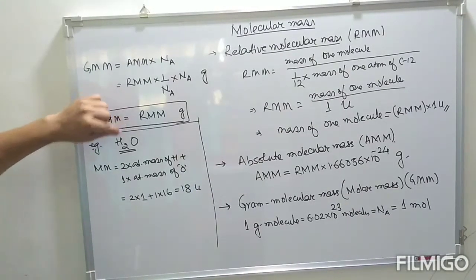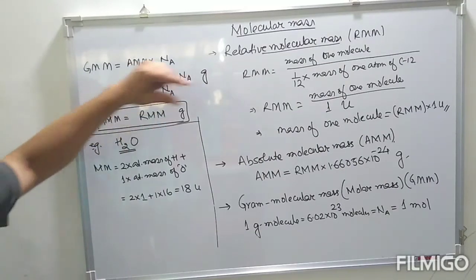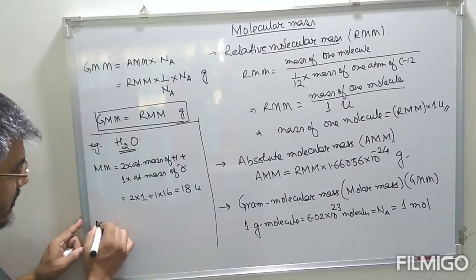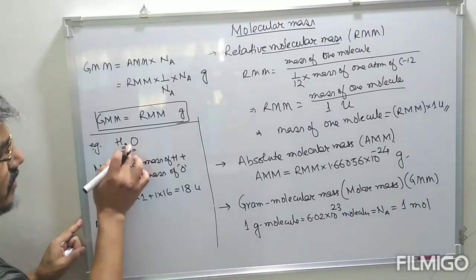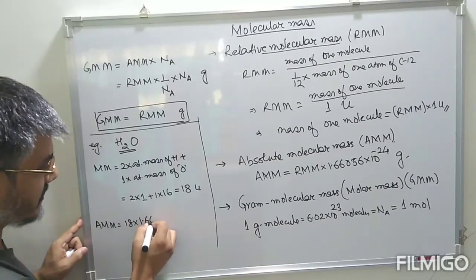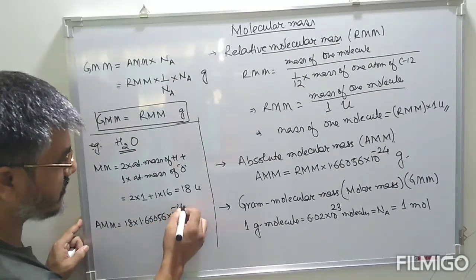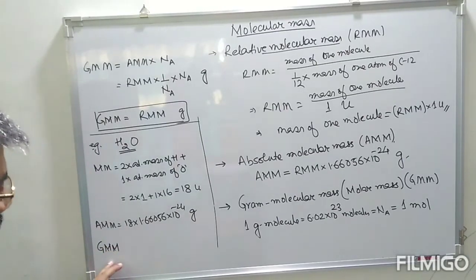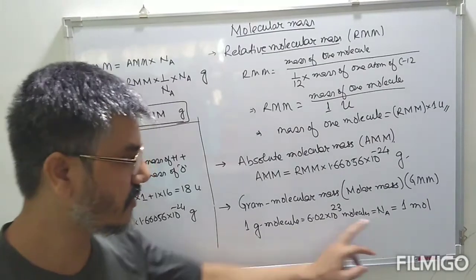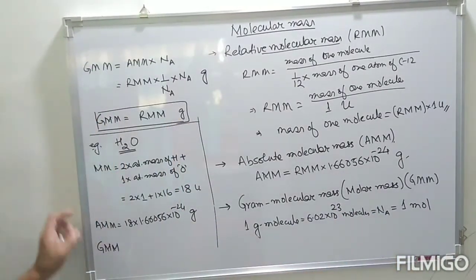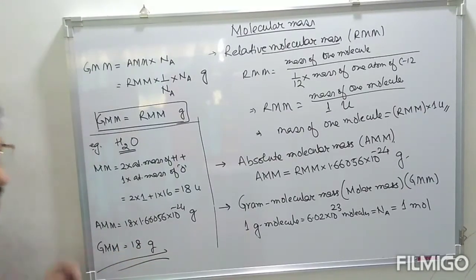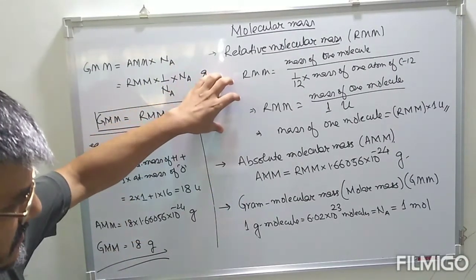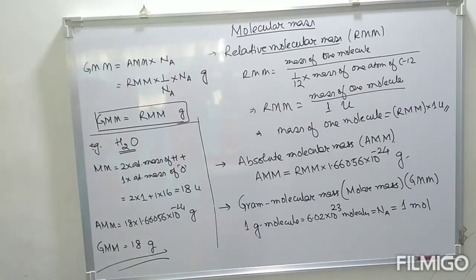So the relative molecular mass is simply the summation of the atomic masses of all the atoms present in a given molecule. If this is the relative molecular mass, then the absolute molecular mass of one molecule of water is 18 into 1.66056 into 10 to the power minus 24 gram. Then gram molecular mass, that is mass of 1 gram molecule, or mass of 1 Avogadro number, or 1 mole of water molecules, equals 18 gram. So this is how we define molecular mass. Molecular mass is nothing but the mass of one molecule.